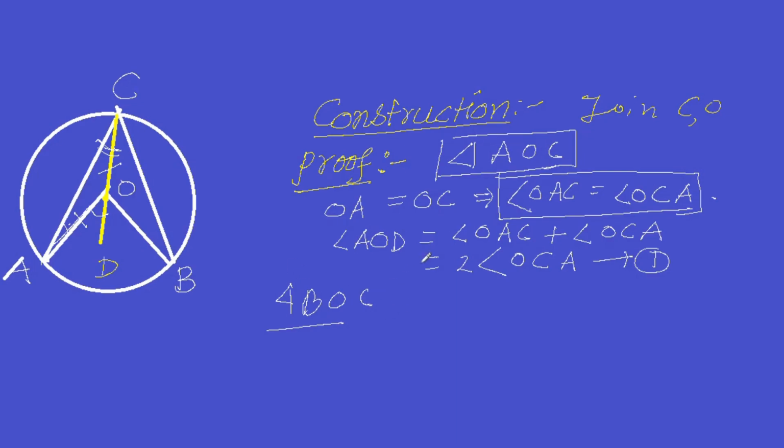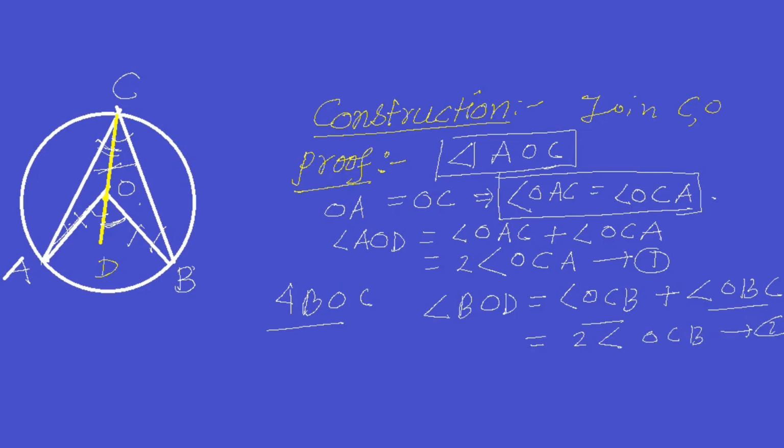Now from the triangle BOC, OB and OC are also equal, and they are the radii of the same circle. Again, BOD is the exterior angle and it is equal to the sum of the two opposite interior angles, that is, angle BOD equals angle OCB plus angle OBC. But these two angles are also equal. Therefore, we write that it equals 2 times angle OCB.